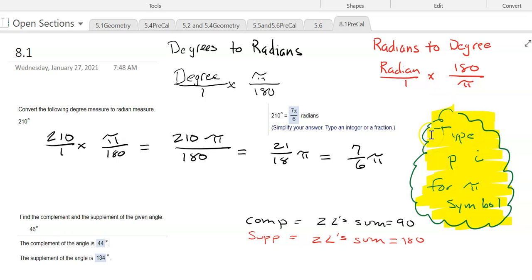Also, on your computer, when you type in a pi, you can just type the letters P-I to spell out pi, and that'll give you that symbol. Or you can use the symbol at the bottom in the legend. So here we're given degrees. I'm going to put that degree over 1, and I can multiply times pi over 180 and then simplify. Very simple stuff going on here, people.